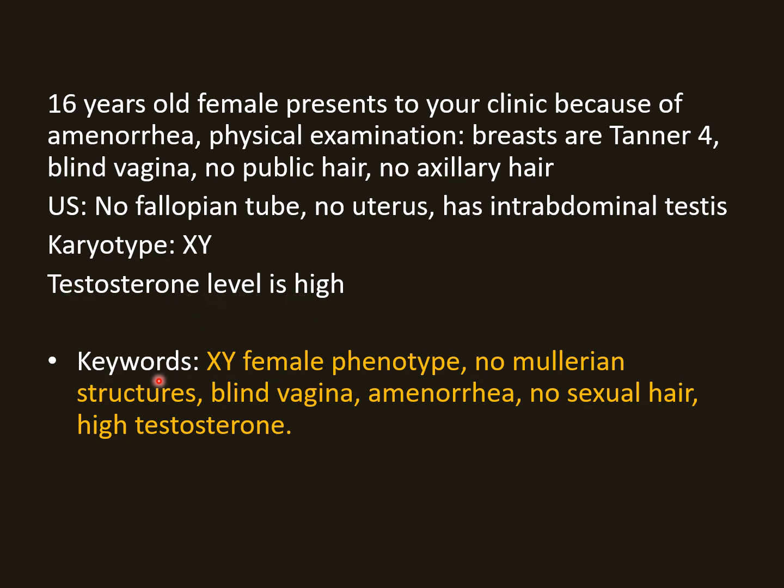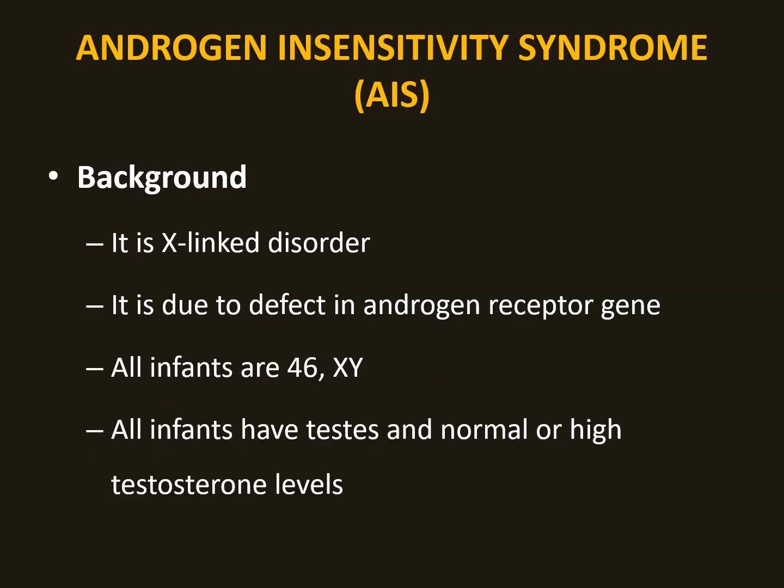So the key words in this case are: XY female phenotype, no Mullerian structures, no uterus, no fallopian tubes, a blind vagina, amenorrhea, no sexual hair, and high testosterone. So this is a classic case of androgen insensitivity syndrome. It is an X-linked disorder, due to a defect in the androgen receptor gene.